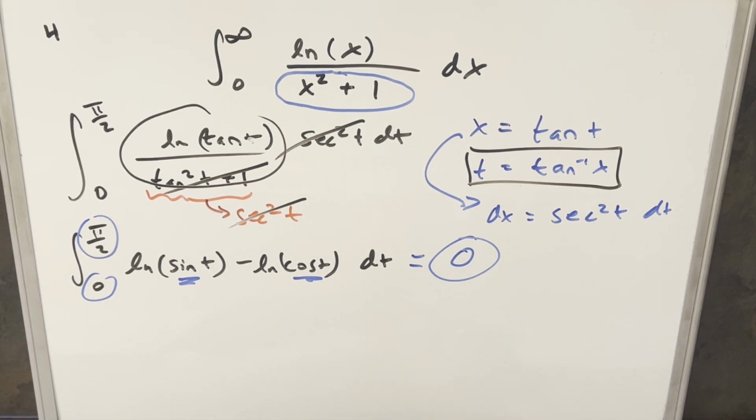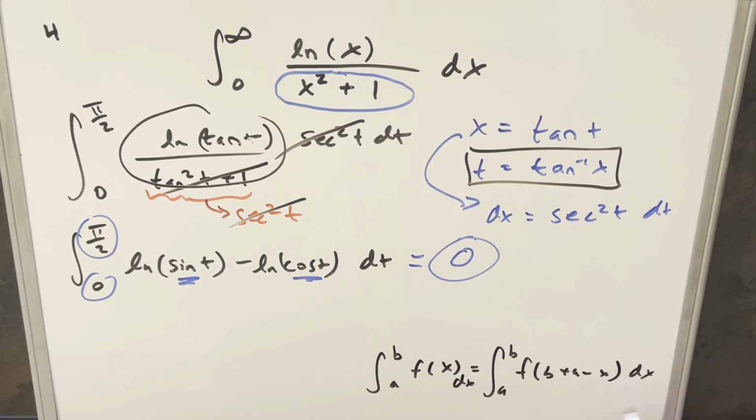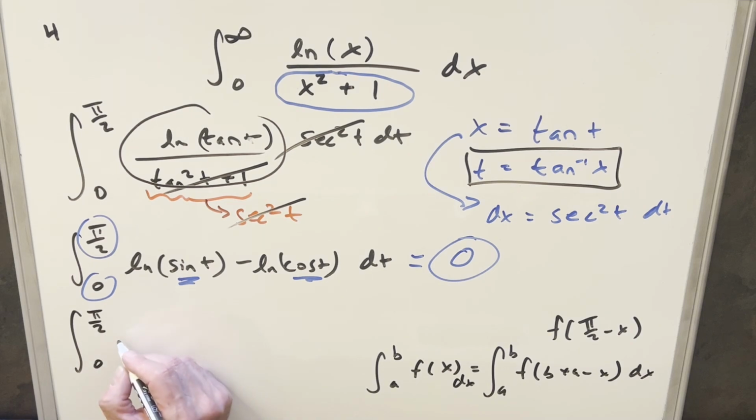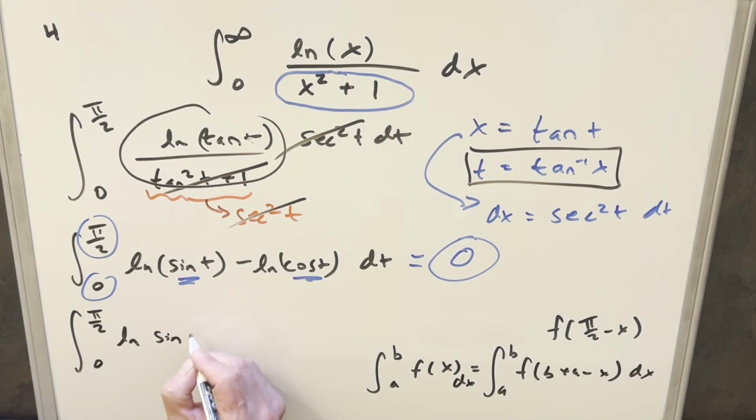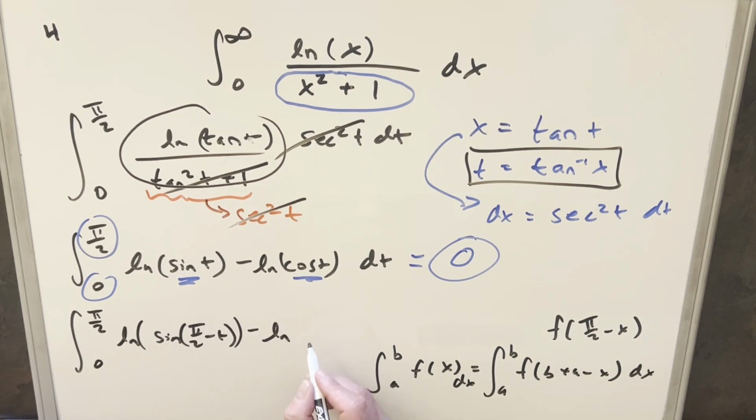For King's principle, the formula is that if we have an integral from a to b of f of x dx, we can rewrite it as the integral of f of b plus a minus x. In our problem, a and b are 0 and pi over 2, so we're looking for f of pi over 2 minus x. If we do this really quick, the bounds stay the same, going from 0 to pi over 2. We end up with natural log sine of pi over 2 minus t, and then minus natural log cosine of pi over 2 minus t.